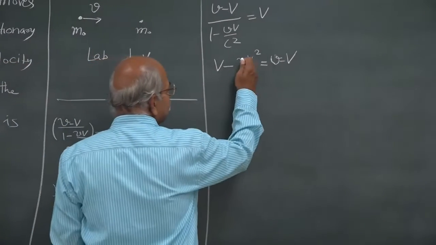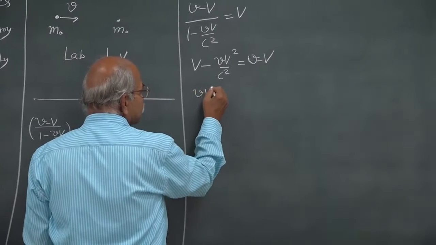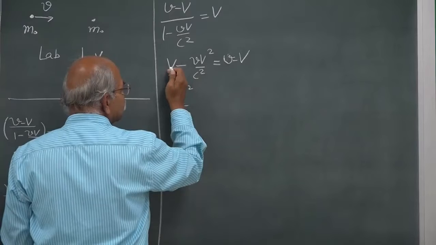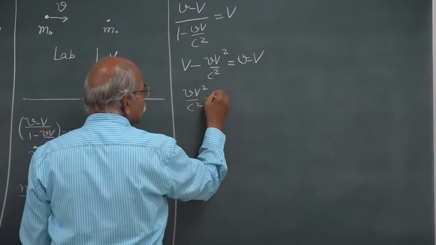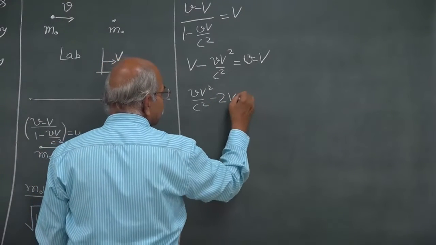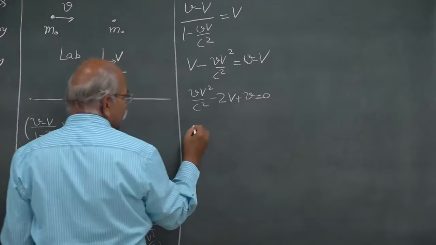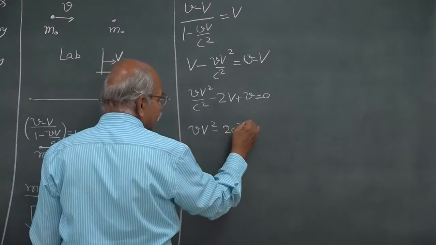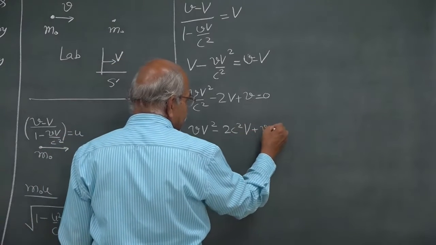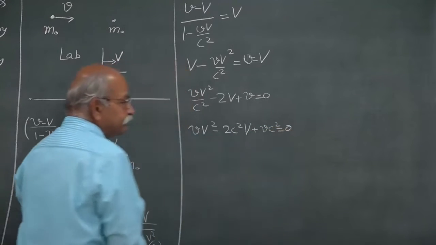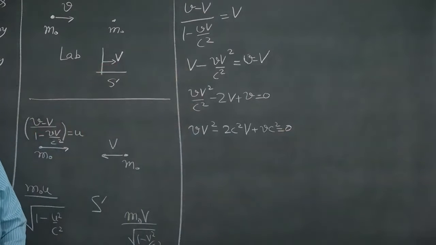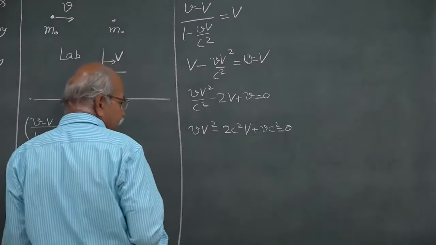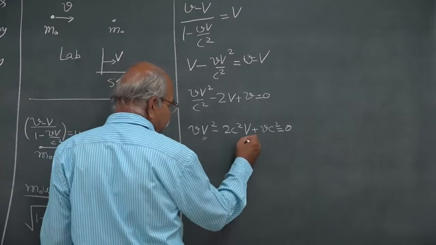So, you have this becomes positive, v capital V square by c square, that goes here. Then you have this v coming here. So, it will be minus 2v and this is plus small v, this is equal to 0, or v capital V square minus 2c square into V plus vc square is equal to 0. So, I can use my class 10th, class 9th algebra. This capital V I have to find.